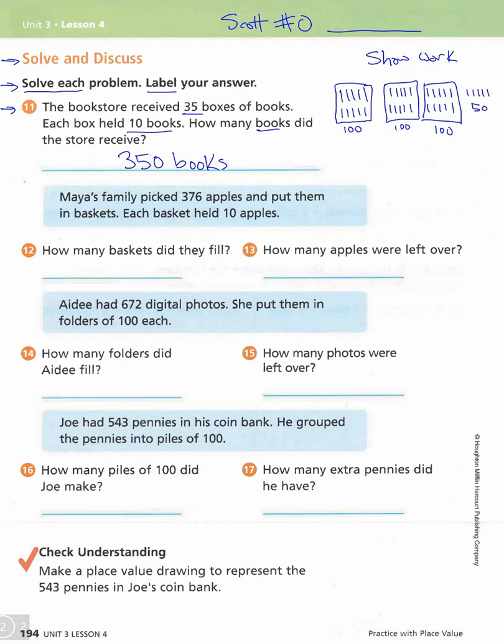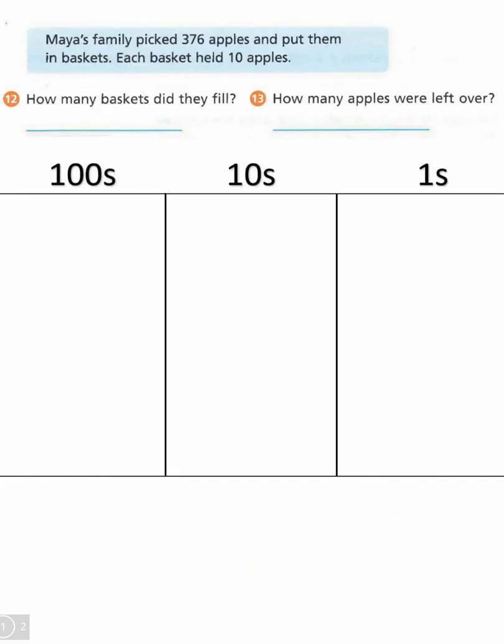Okay, so now we're working on really 12 and 13, but here's the word problem that goes with it. It says Maya's family picked 376 apples and put them in baskets, and each basket held 10 apples. For this one, I'm going to quickly switch over to a work mat that I made. So here's our work mat, and I put the problem up there.